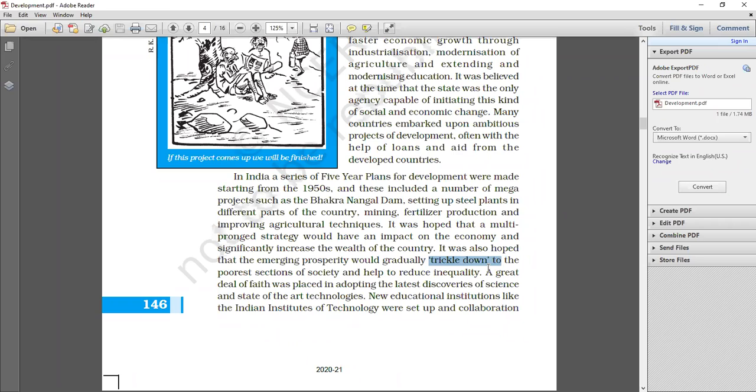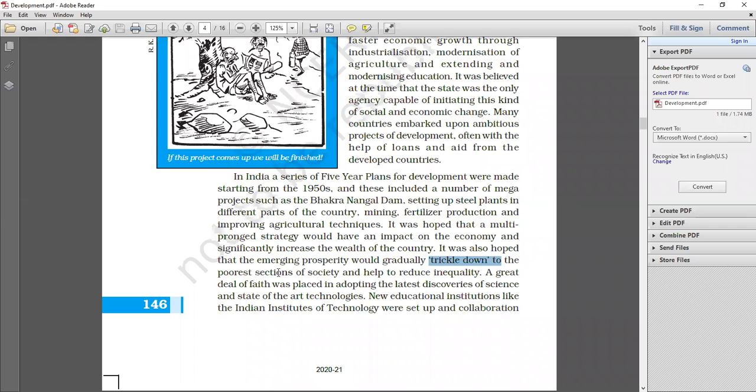जब हम ये जो सिचुएशंस है हमारी, लाइक पोवर्टी की, हंगर की, ये सारी चीजें बहुत एक्सट्रीम में थी ना, ठीक है, अटेंशन, बहुत ज्यादा अटेंशन देने की जरूरत थी, तो ये जो बहुत एक्सट्रीम से जब लोअर सिचुएशन में आने लगा, तो दिस सिचुएशन इज नोन एज ट्रिकल डाउन. ओके, to the poorest section of society and help to reduce inequality.